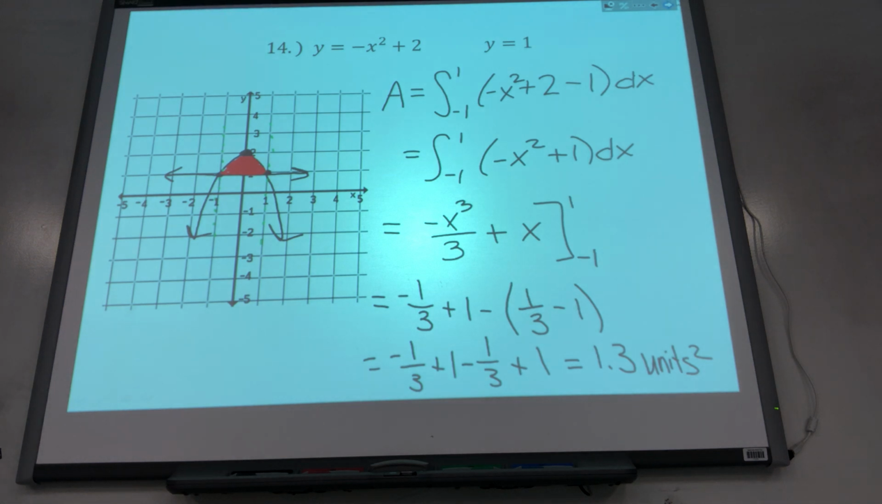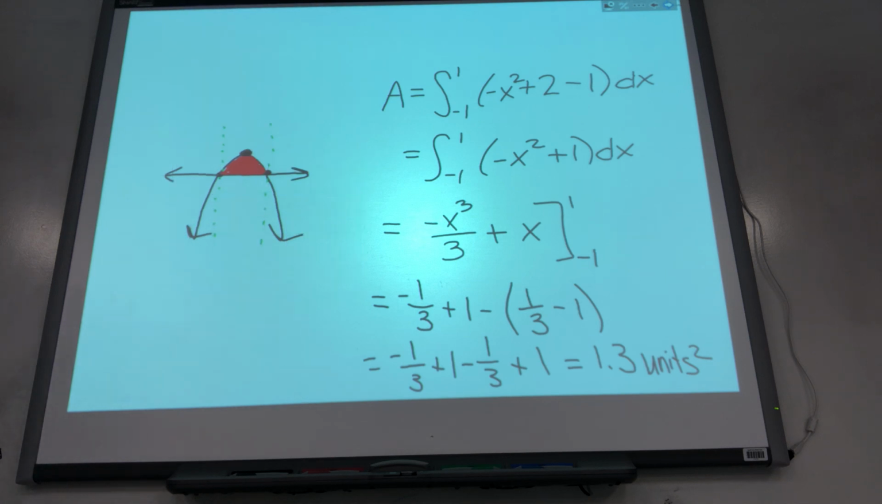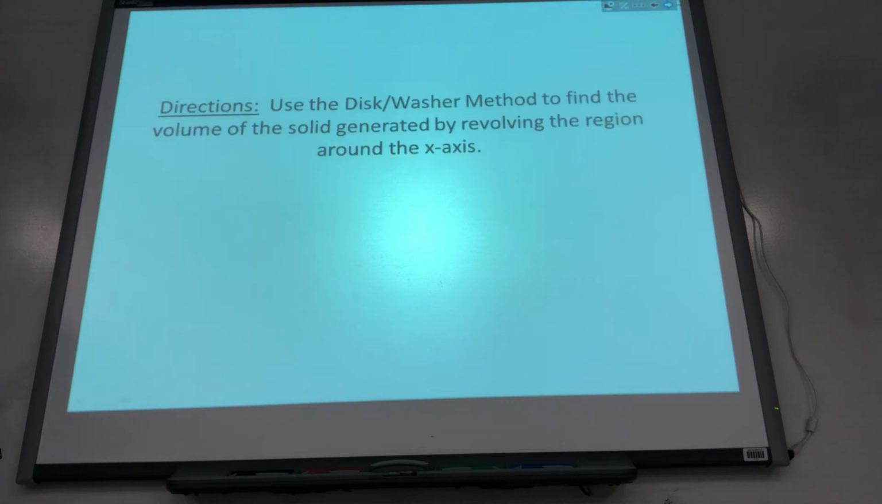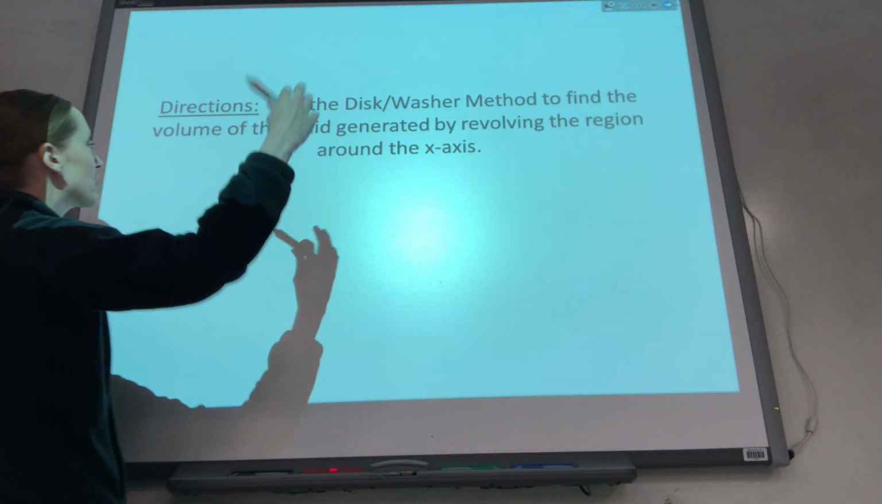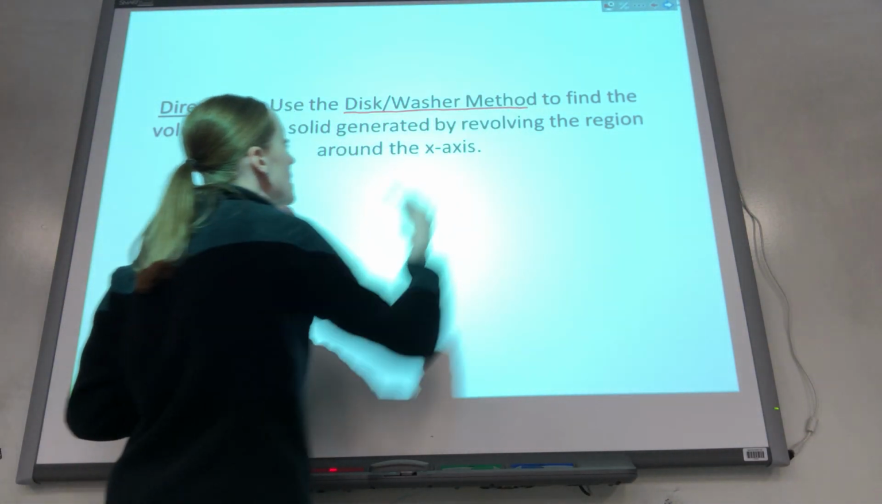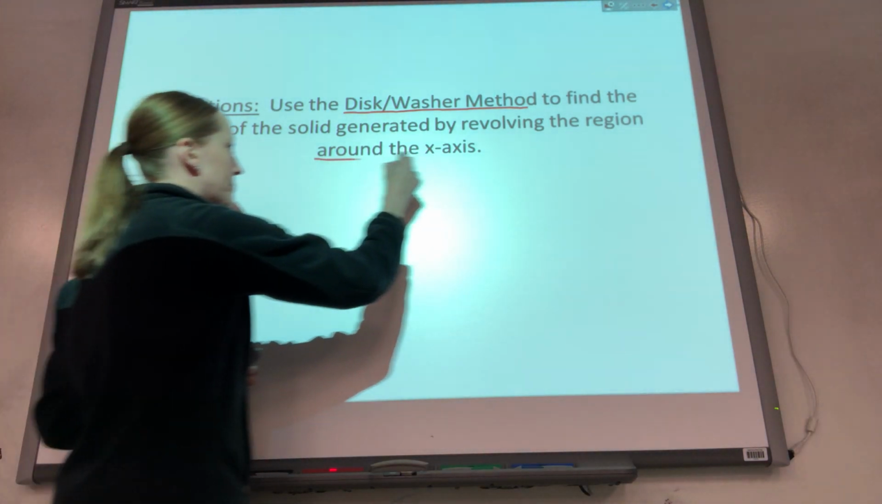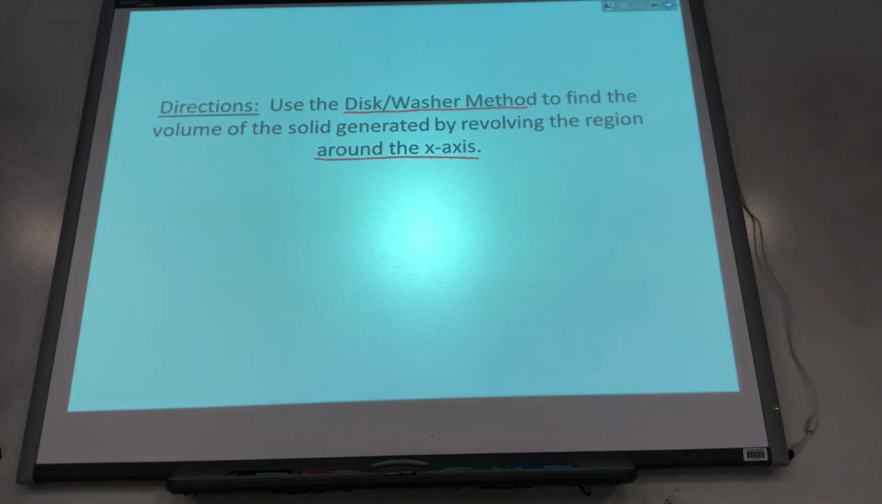Okie doke. Now I'm going to switch over here and try one using the disc/washer method. And I know these directions are kind of long, so if you want to shorten them up, I would just put those parts that I underlined in red. For the next example, we are using the disc/washer method, and we're going around the x-axis. Those are the 2 main things that you need to pick out from your directions.